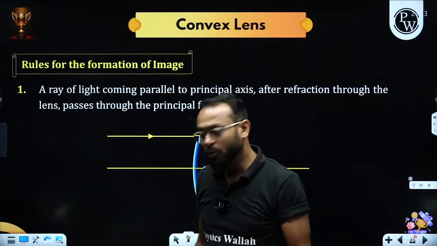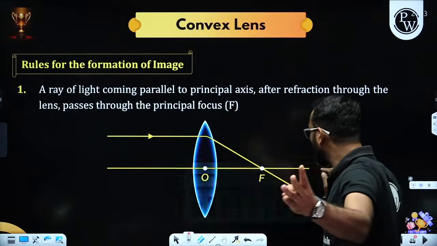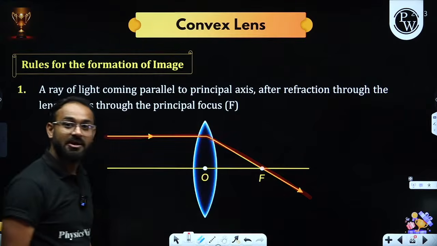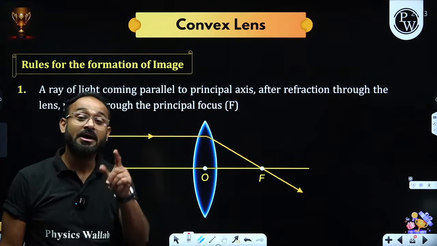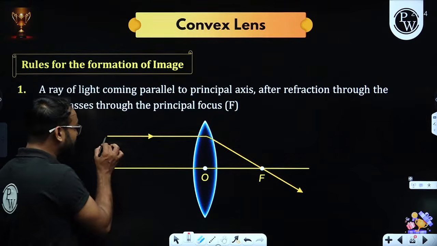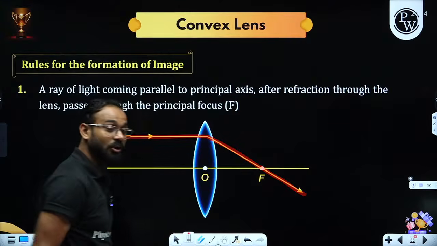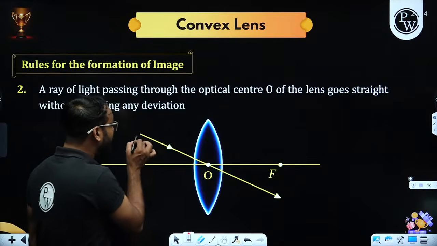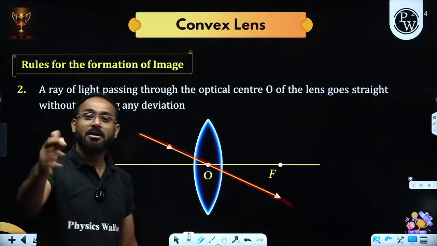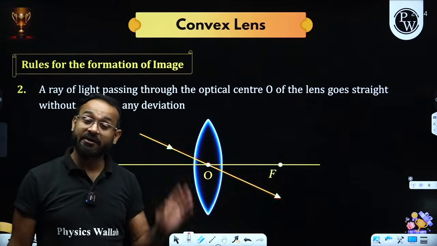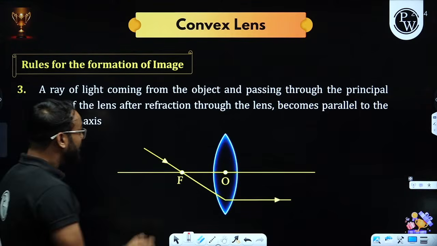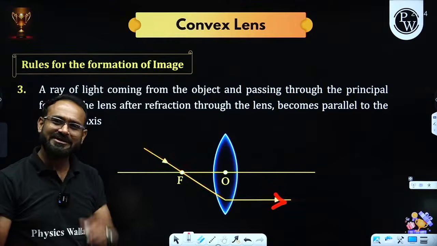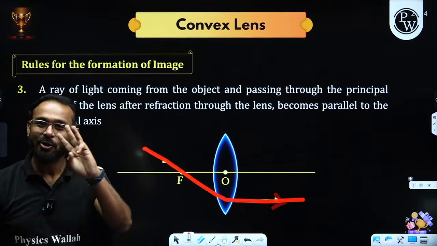What are the rules? Rules are quite simple. There are only three rules. If a ray of light goes parallel to the principal axis, it will pass through the focus after refraction. After refraction, there is no bouncing back of light. That is rule number 1. Rule number 2: if a ray of light passes through the optical center, there is no bending. It will go straight. Third: if a ray of light passes through the focus, it will go parallel to the principal axis after refraction. So that is easy. Only three rules.